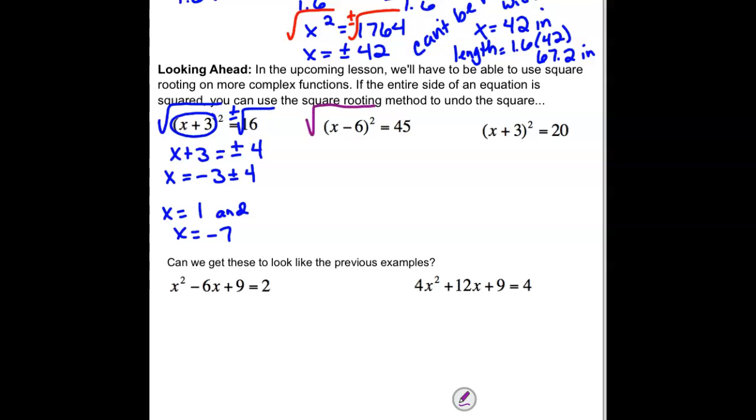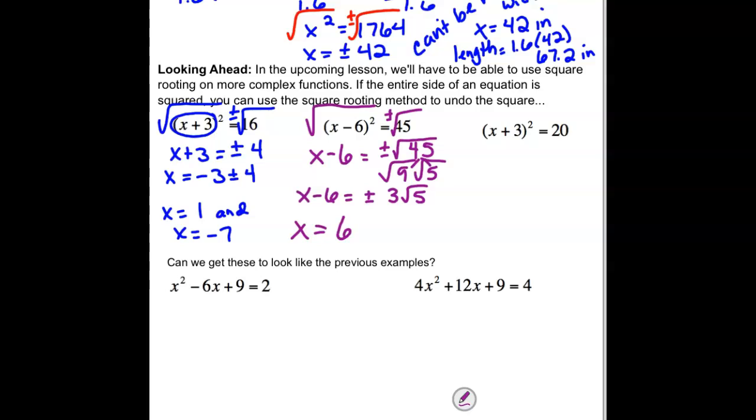The whole left side is in a square, so we can square root to undo that. We are going to end up with x minus 6 left on the left side. On the right side, we get plus minus root 45, and we have to break that down. 9 is a perfect square that goes into 45, so we end up with x minus 6 equals plus minus 3 root 5. And our last step then would be to add the 6 to the other side. So x equals positive 6 plus and minus 3 root 5.